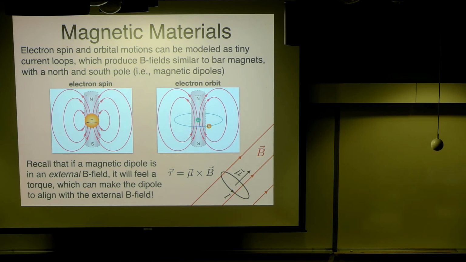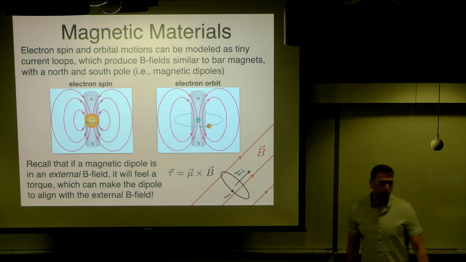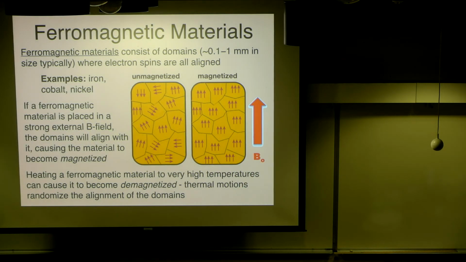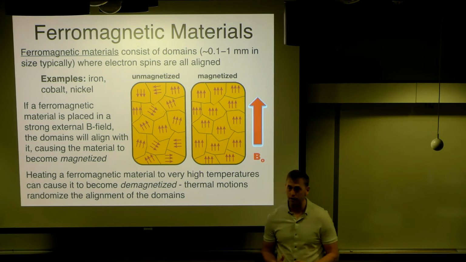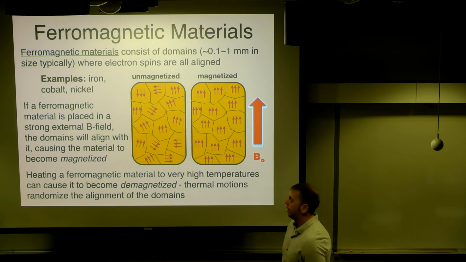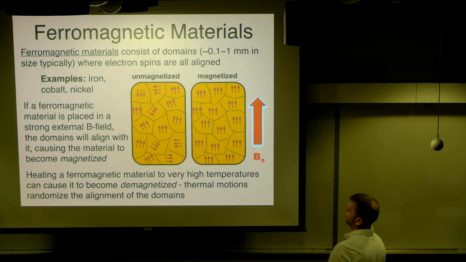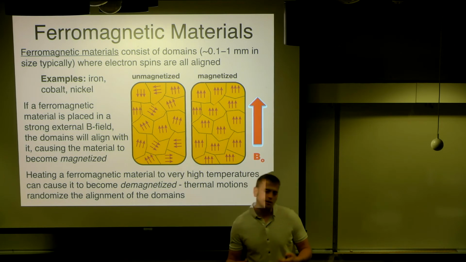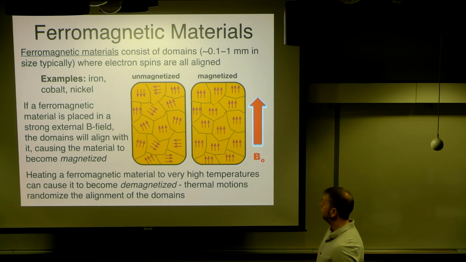And so, magnetic dipoles, as it looks, tend to align themselves or want to align themselves with external B fields. And that is how we understand ferromagnetic materials. Any kind of bar magnet that you've been dealing with in the lab up until this point is a ferromagnetic material. And a ferromagnetic material consists of tiny little domains. These domains can be anywhere between hundredths of a millimeter, tenths of a millimeter, to maybe a millimeter in size. That's the typical size of these domains.